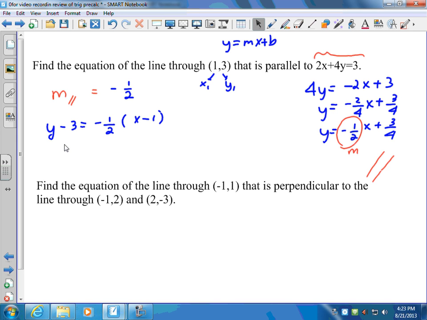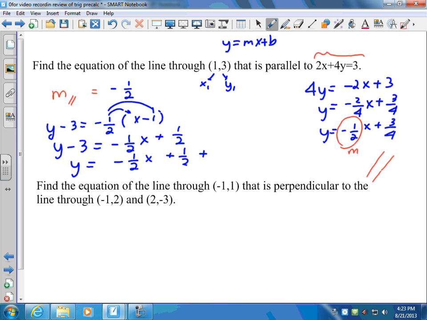So y minus 3 equals negative 1/2 x plus 1/2, right? We're distributing the negative 1/2 to both of these, and then add the 3, and we're done. Negative 1/2 x plus 1/2 plus 3. And to get the common denominators, we could multiply the top and the bottom by 2. And that will leave us with a final answer of y equals negative 1/2 x plus 7/2.